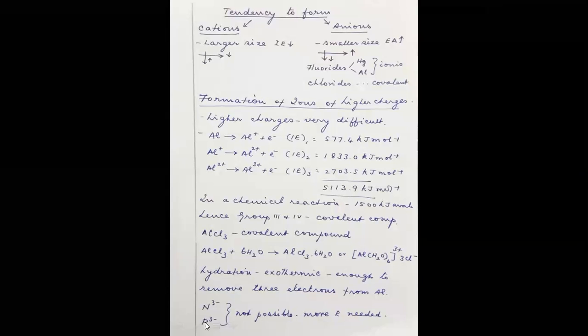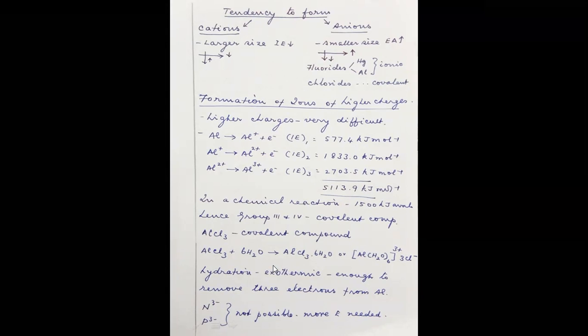Similarly, nitrogen 3 minus and phosphorus 3 minus are not possible because more energy is needed. During the electron affinity process, I have already told you, electron affinity is the energy released by an atom when an electron is added, when an anion is formed from a neutral atom. The quantity of energy released is called electron affinity.